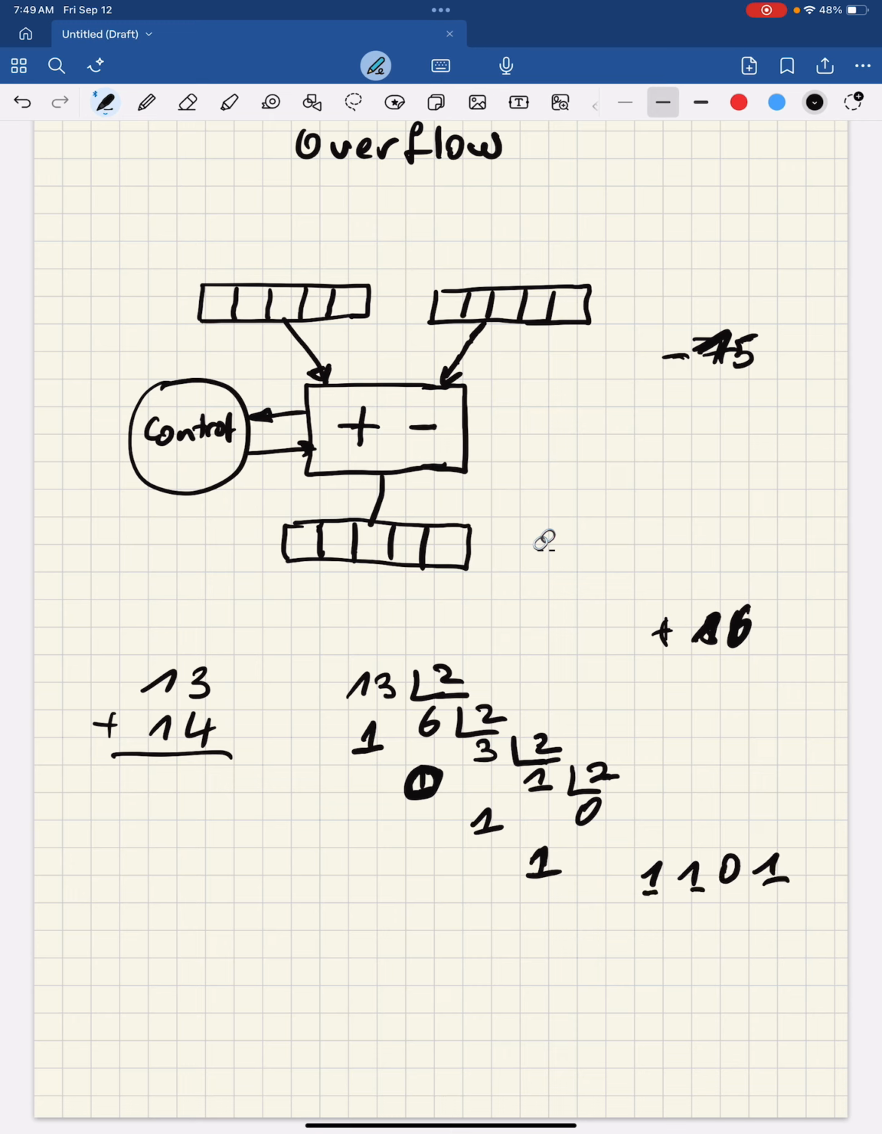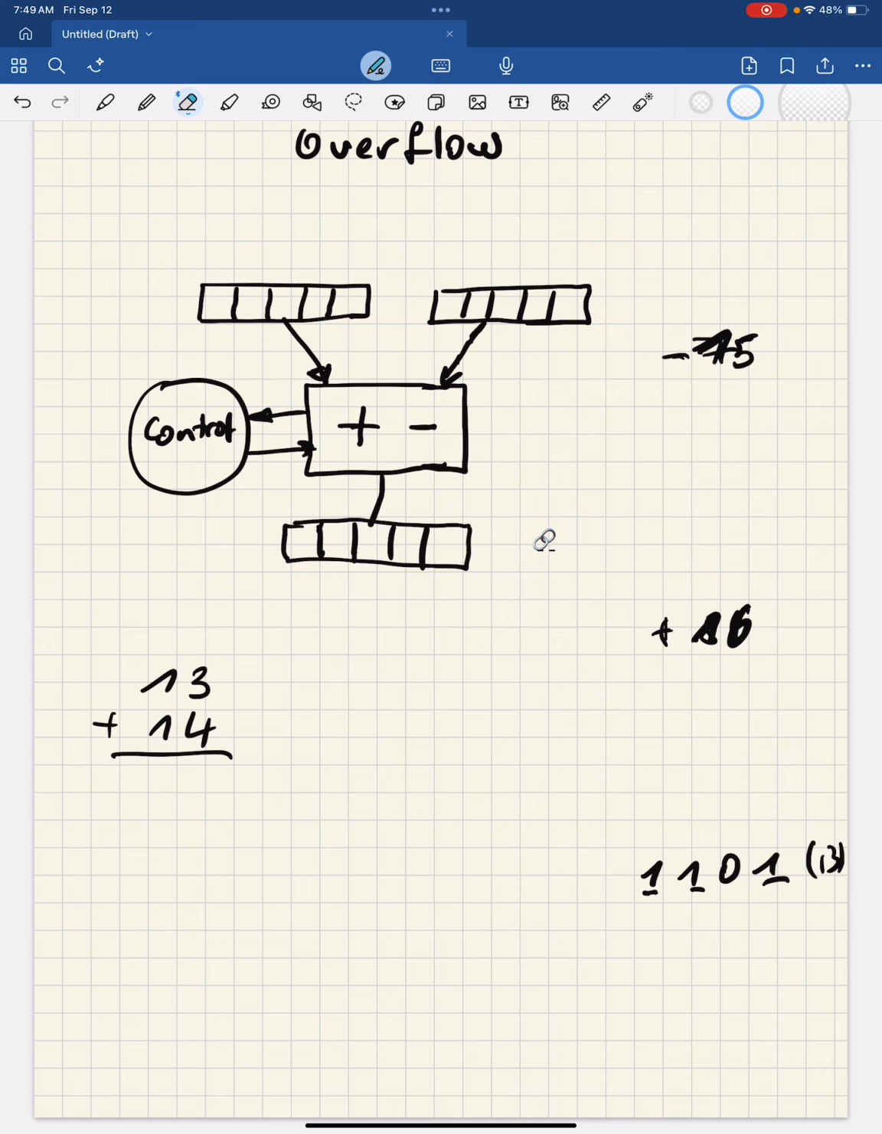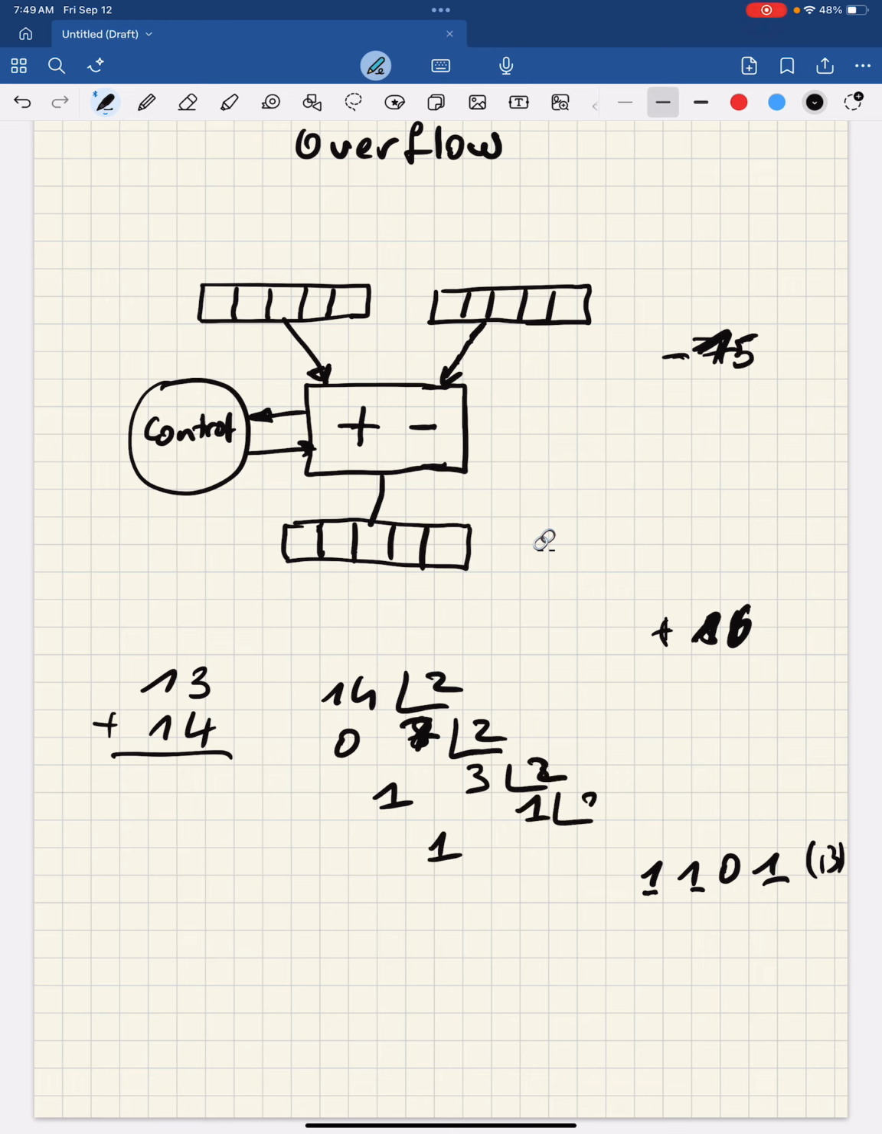That is our number 13. Then we do the same with 14. Doing the same division, 14 divided by 2 is equal to 7, with a remainder of 0. 7 divided by 2 is equal to 3, the remainder is 1. 3 divided by 2 is equal to 1, remainder of 1. And 1 divided by 2 is equal to 0, with a remainder of 1. So the number 14 will correspond to 1, 1, 1, and then 0. So that's 14.